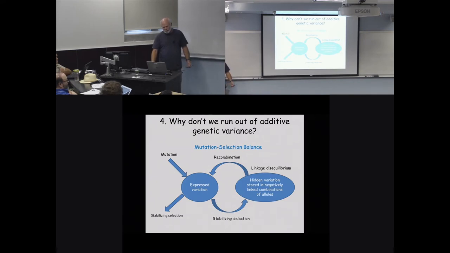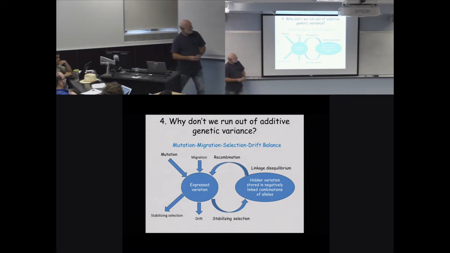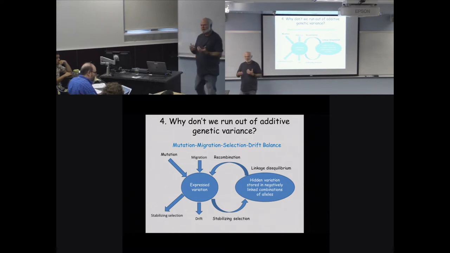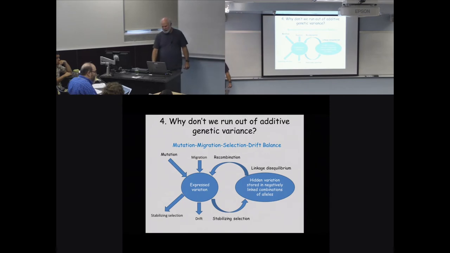Now, in the real world, things are more complicated. And if we include migration as a source of variation and loss by drift, so in the previous model, we were thinking about a population of infinite size. If we've got a population of finite size, then we've got this rather more complicated model. But with all of these factors, it's not too much of a surprise that we can account for observed levels with a model like this.